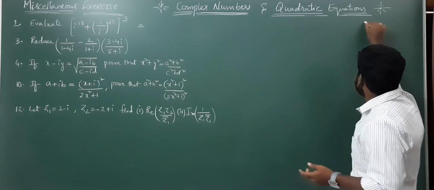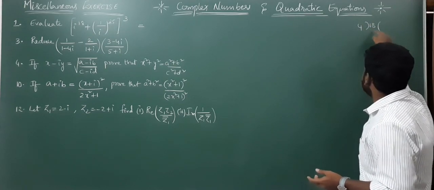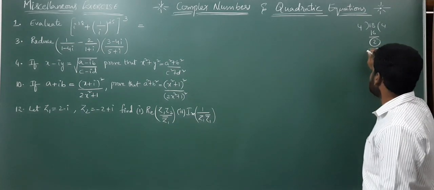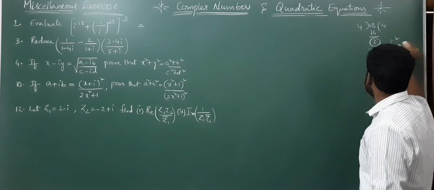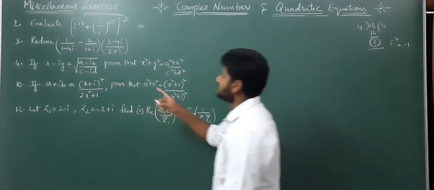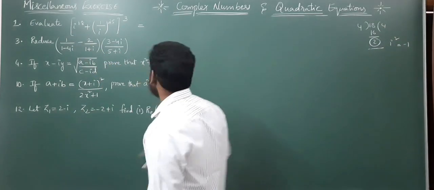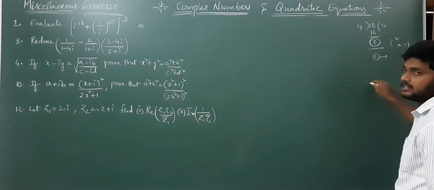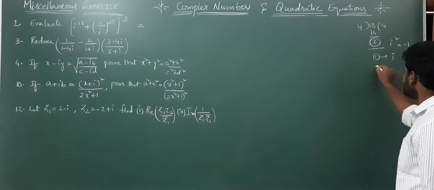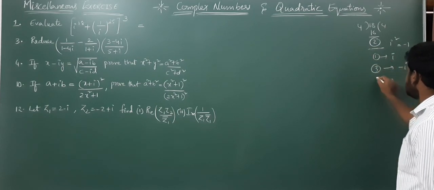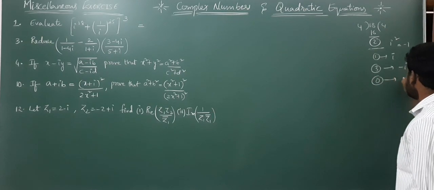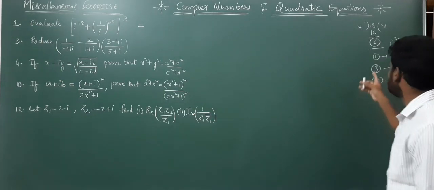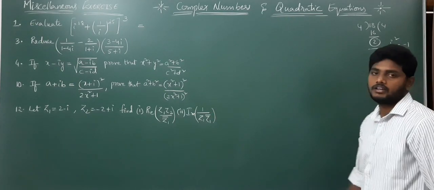That 18 we need to divide by 4. The remainder here is 2. If the remainder is 2, what do we consider? i square, which is equal to minus 1. So i to the power of 18 is minus 1. If the remainder is 1, we consider i. If the remainder is 3, we consider minus i. If the remainder is 0, we consider the value as 1. So this is one way we can calculate those iota values.